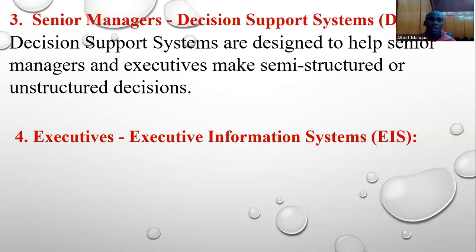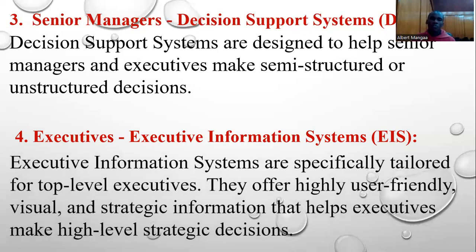Then the last one, or the fourth type of information system that we have, is for the executives, which is called the EIS, that is the Executive Information System. The Executive Information System is specifically tailored for top-level executives. They majorly offer highly user-friendly, visual and strategic information that helps executives to make high-level strategic decisions.